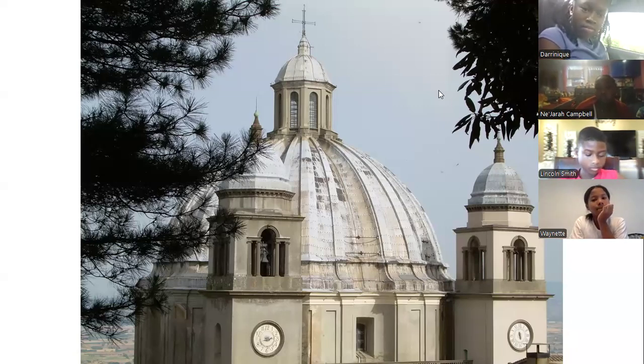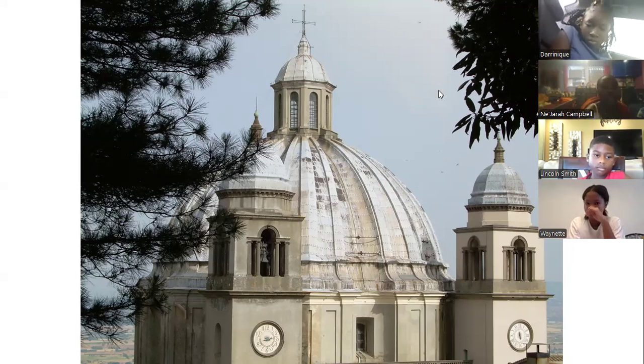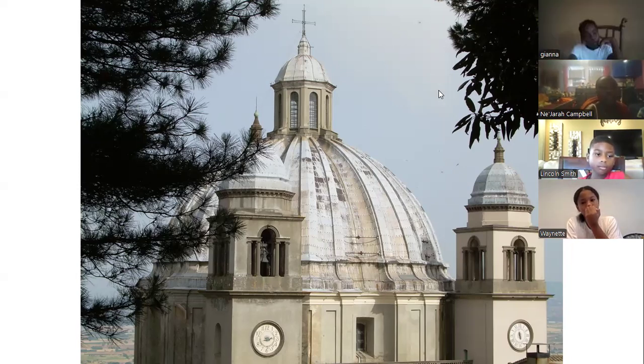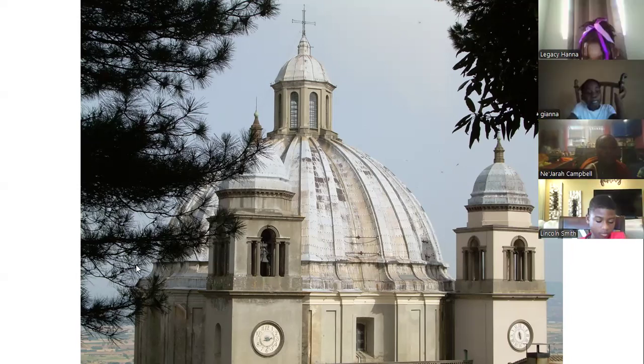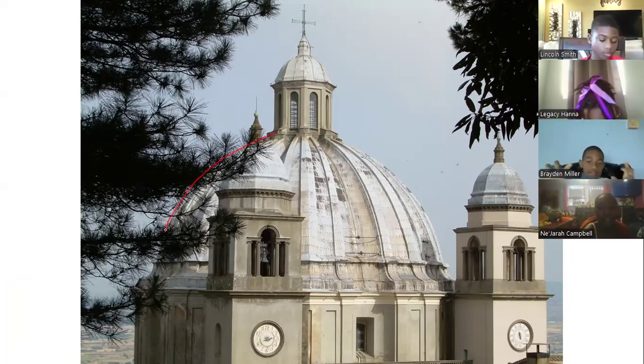All right, I see different answers. Thank you, Braden, Najara, Trinity, Tajane, Winnet, Maya, Madeline, Asia, Lincoln, and Gianna. What word did y'all put? Cupola. Why did you say cupola? Because it's a small dome-like structure on top of a building.